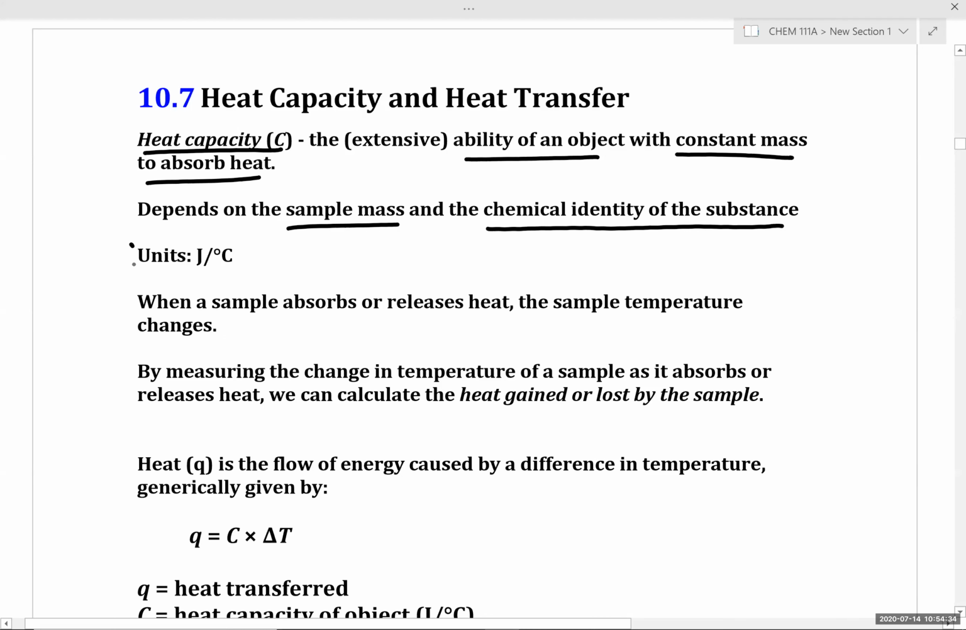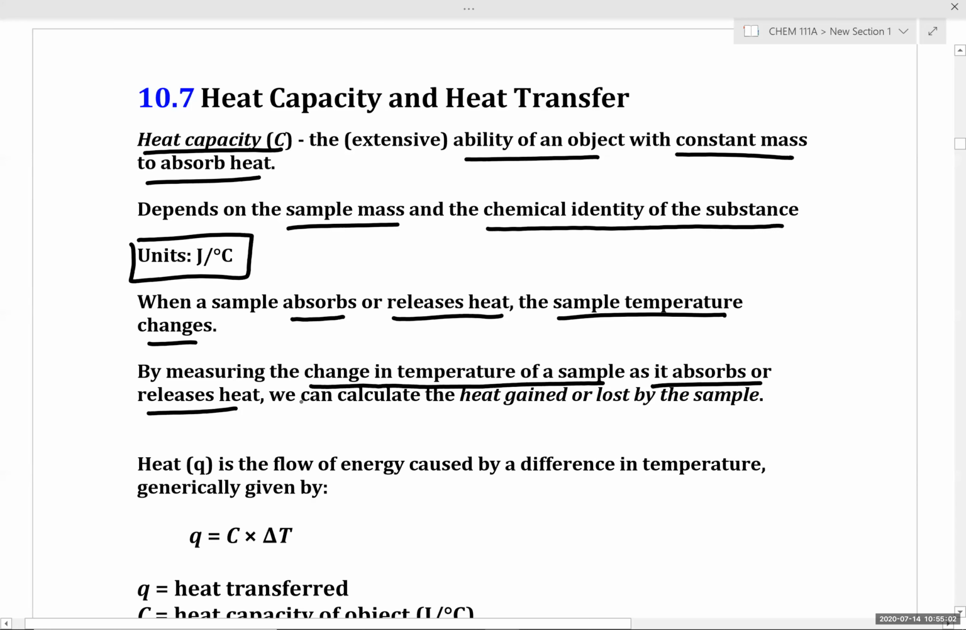Heat capacity has units of joule per degree Celsius. And I'm going to need you to be very careful and pay attention to your units. When a sample absorbs or releases heat, the sample's temperature changes. Although it's difficult to measure heat directly, by measuring the change in temperature of a sample as it absorbs or releases heat, we can calculate the exact amount of heat gained or lost by our sample.